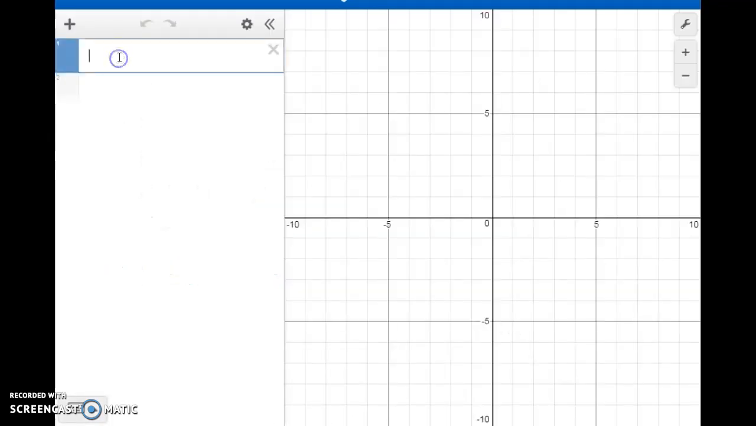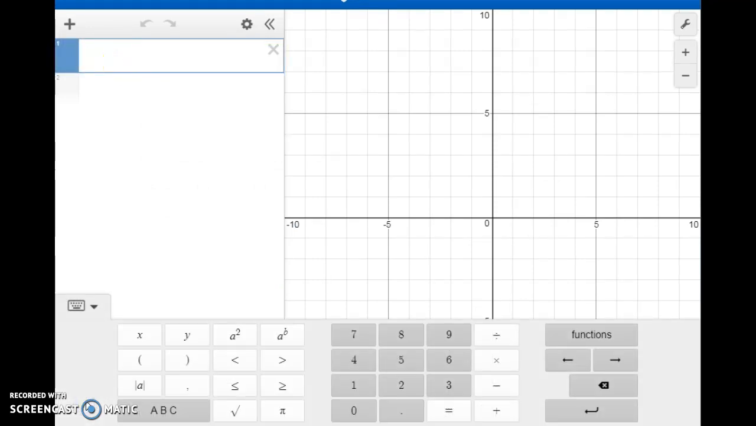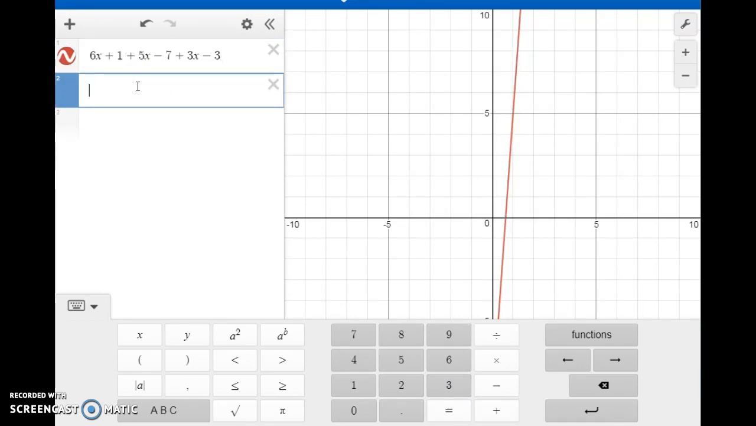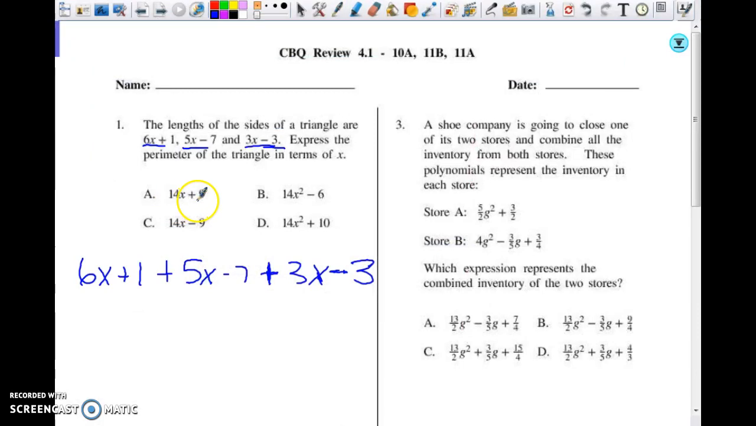Okay, so I'm going to put all that in, right? So I got 6x plus 1 plus 5x minus 7 plus 3x minus 3. Cool, it gives me that line, right? So let's just see real quick what it looks like. Let's say I had tried answer choice A. Right, answer choice A is 14x plus 9.